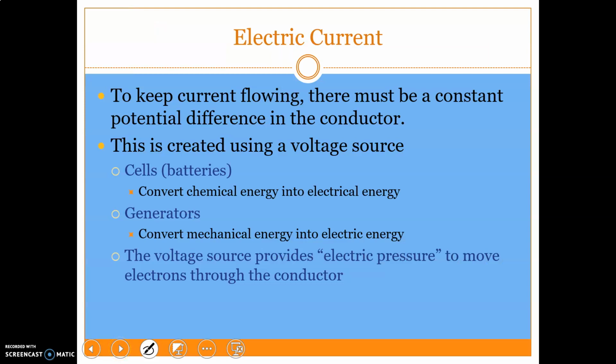And in order for this to occur, there must be some type of potential difference. And in order to get that, we can either use a cell, which we consider these batteries. We can use generators, and this voltage or this pressure is going to cause those electrons to move through that conductor or the wires, and that is how we get that flow to occur.